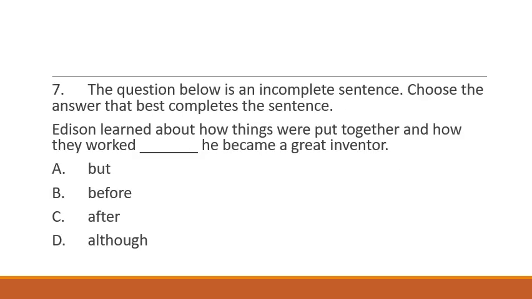The last question is an incomplete sentence. Choose the answer that best completes the sentence. Edison learned about how things were put together and how they worked. He became a great inventor. Is it but he became a great inventor? Do we have a contrast? Before, after, or although? So Edison learned about how things were put together and how they worked before he became a great inventor.